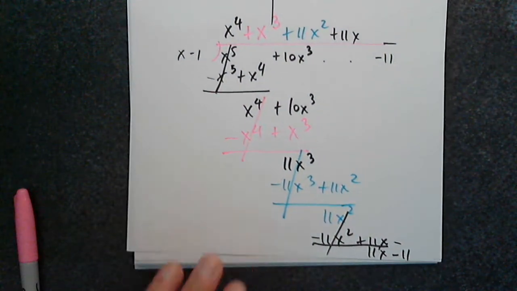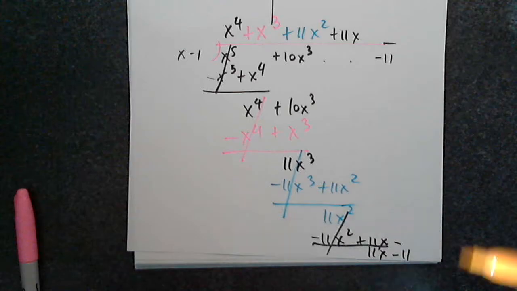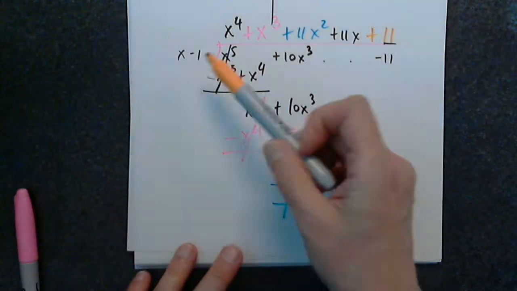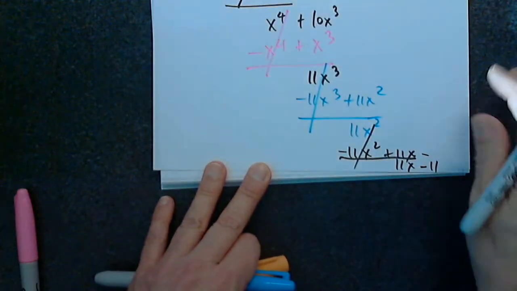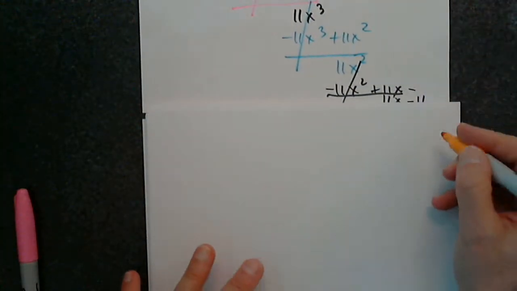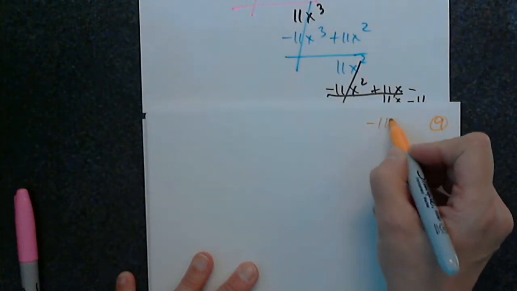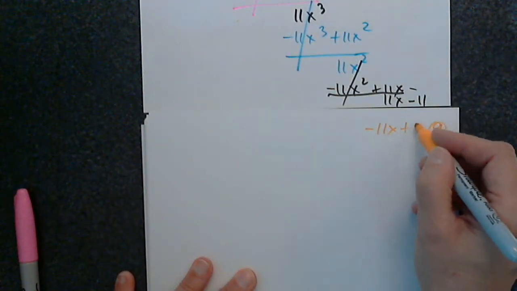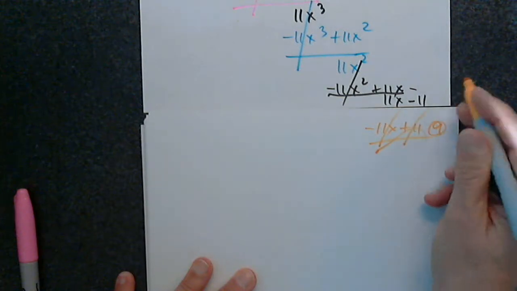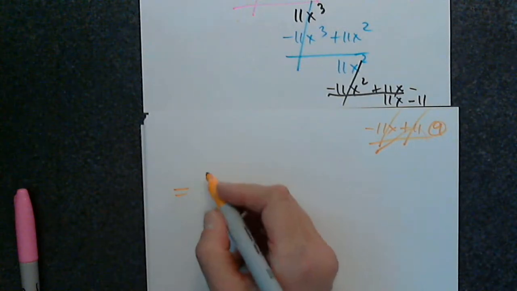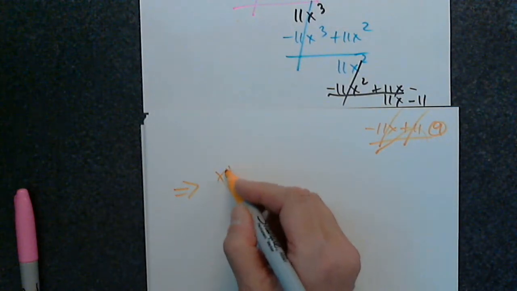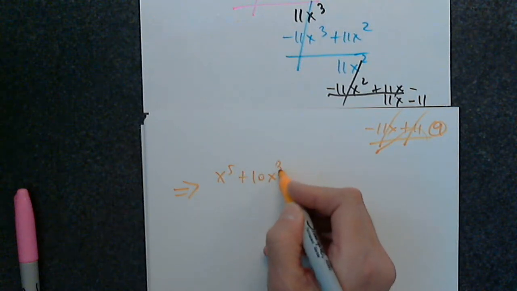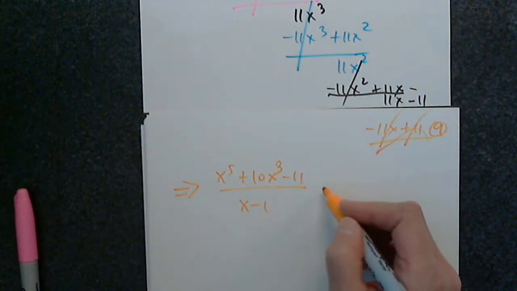x times what is 11x? 11. Positive 11. Very good. Positive 11x, subtract. You know me, I always run out of room. So it's negative 11x and negative 11, plus 11, no remainder. So from here we have x to the fifth plus 10x cubed minus 11 over x minus 1.